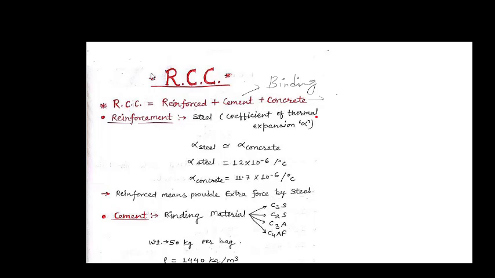Okay, here the term reinforcement stands for steel, so there is a thermal coefficient of expansion which is denoted by alpha. Alpha for steel is almost equal to alpha for concrete. Alpha for steel is 12 into 10 to the power minus 6 per degree centigrade, and alpha for concrete is 11.7 into 10 to the power minus 6 per degree centigrade.